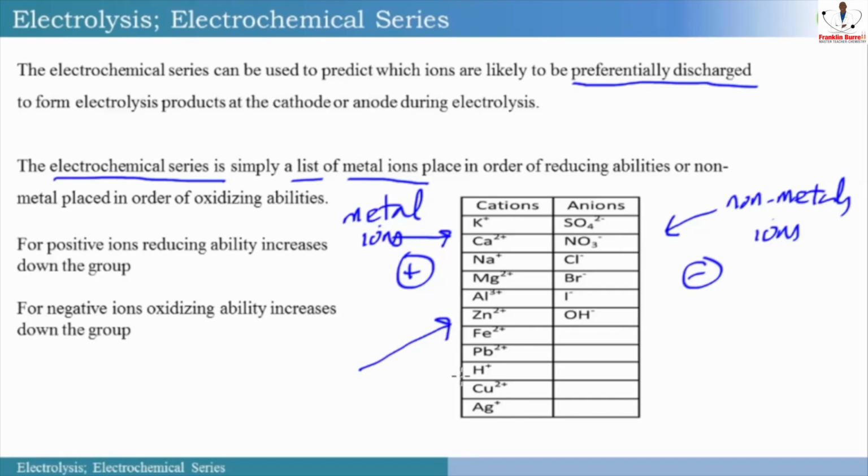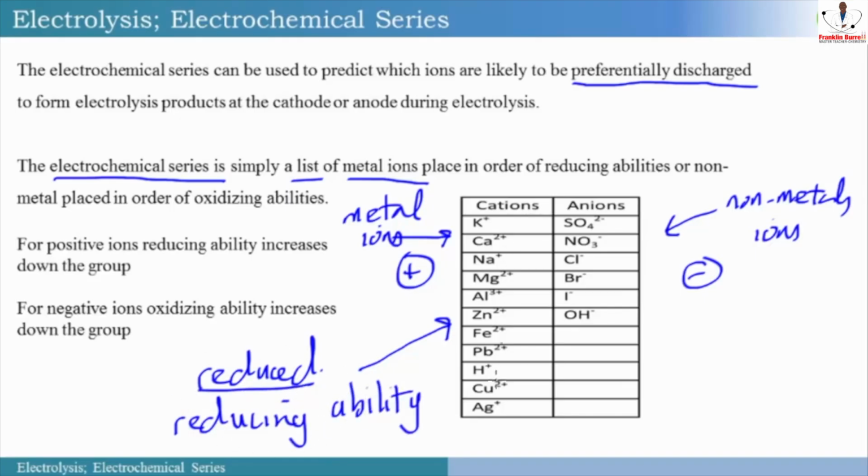For the positive ions, which are your cations, they will be reduced. In other words, on this side of the table, we will be looking at their reducing ability. In other words, which one will be reduced easier than the other? The one that will be reduced more easily than the other is the one that will take less energy. And so we will be discussing this part shortly and looking at each of these ions and what we mean by reducing ability.